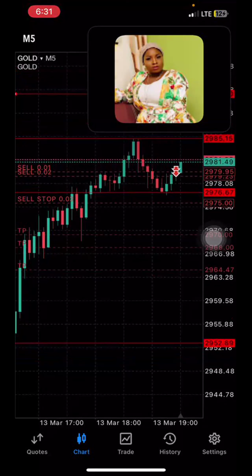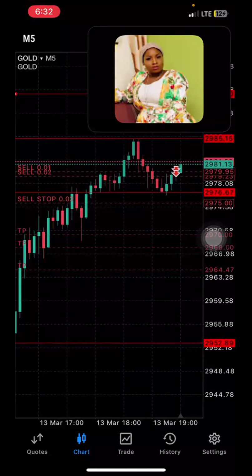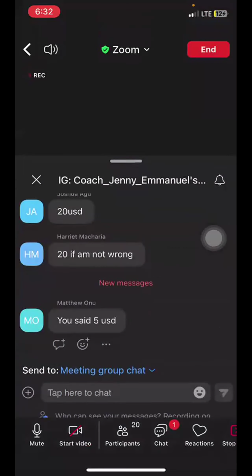So you can see the different lot sizes and different amounts you stand to gain. Somebody is making 10, another person is making 20, another person is making 30, another 40, another 50. It all depends on the lot size you use, right?